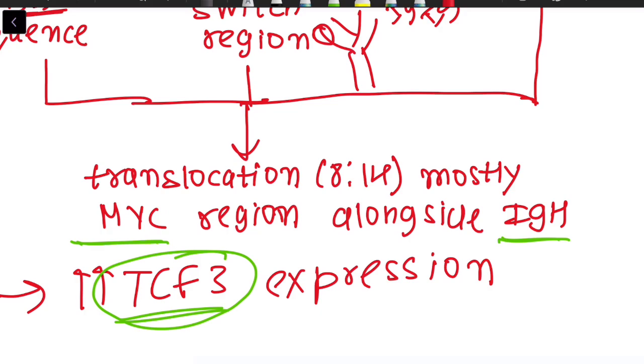Generally, the MYC gene is expressed in centroblasts because they are rapidly proliferating. But if it undergoes even more rapid proliferation, then it becomes uncontrolled, and that is the problem here. The MYC region alongside IGH causes increased expression of MYC because IGH has enhancer elements which enhance the transcription of the MYC gene.